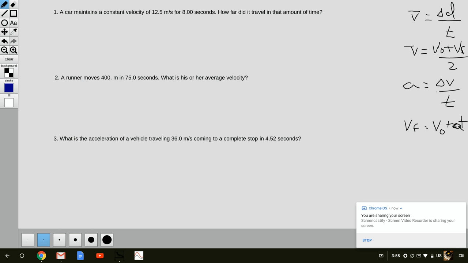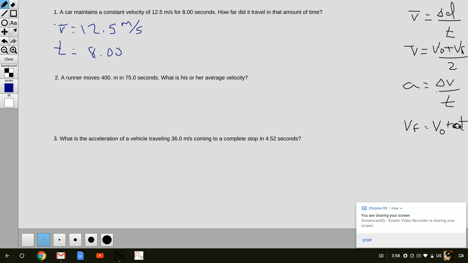And so we look at the first one. A car maintains a constant velocity of 12.5 meters per second for 8.00 seconds. How far did it travel in that amount of time? So the first thing I like to do, again, this is not something that's graded, it's just something that I recommend, is I write down all of my givens so I know what I'm working with here, and this kind of focuses me on what I need to solve for.